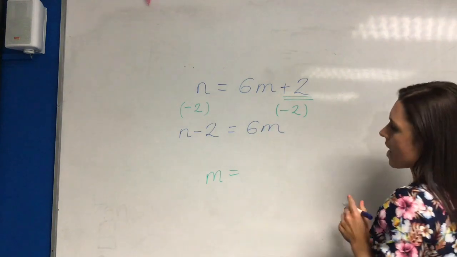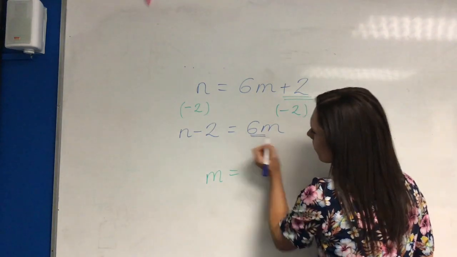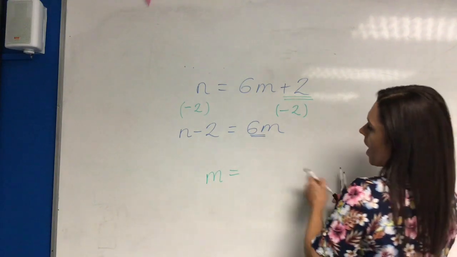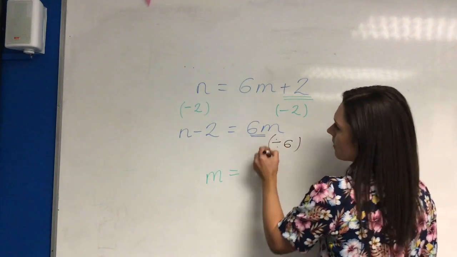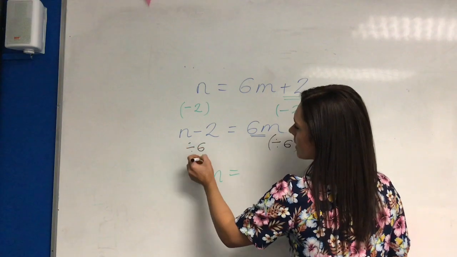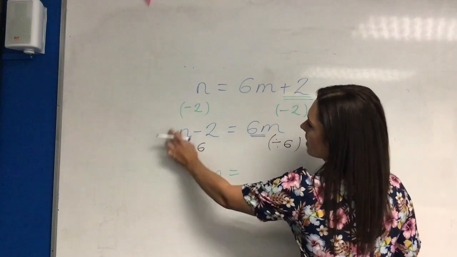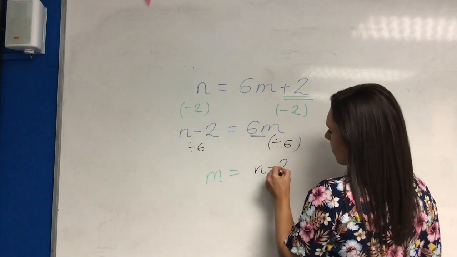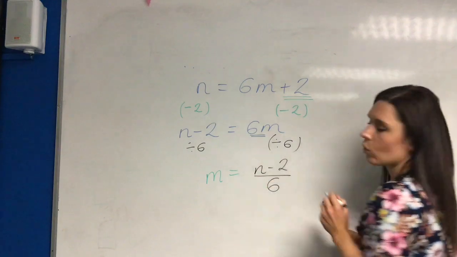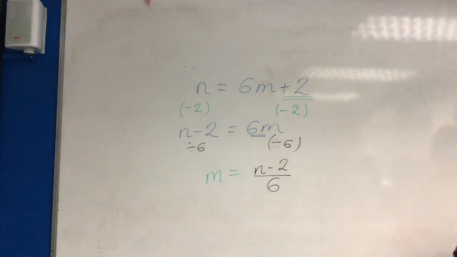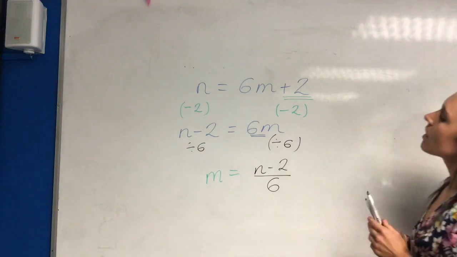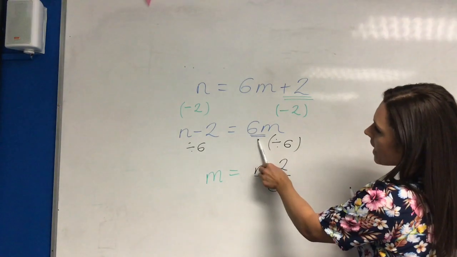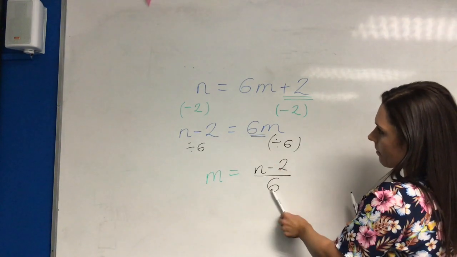Now I just want 1m, so I need to balance this bit here by dividing by 6. I must do that to this side, so we get 1m, and this divided by 6 is n minus 2 all over 6. For this question you would get 2 marks, so you can have a mark for getting to here and a mark for getting to here.